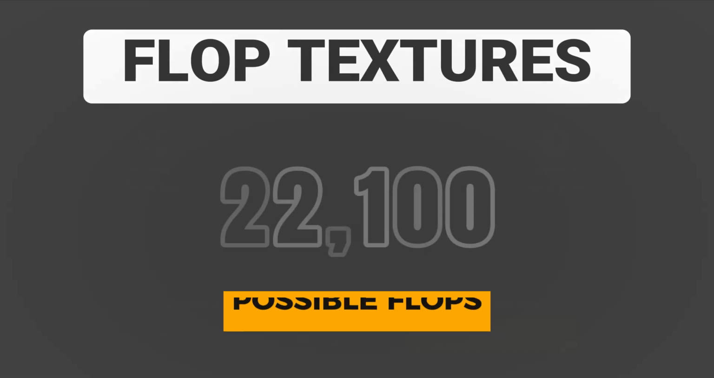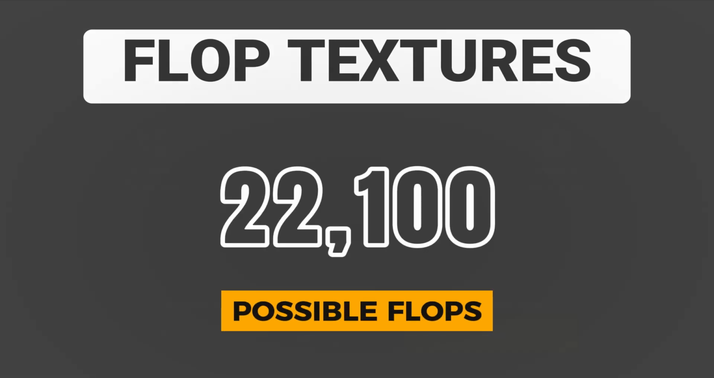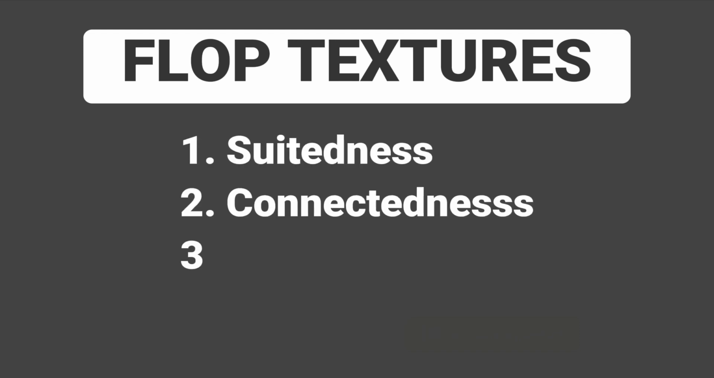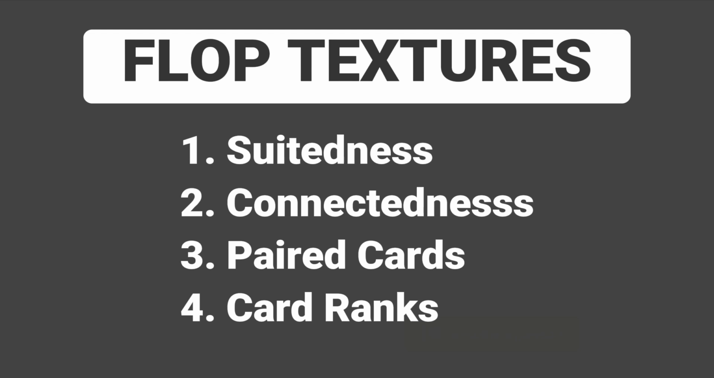Now we are going to talk about flop textures. There are 22,100 possible flops. A flop texture refers to how the flop's cards interact with typical hand ranges. It is the starting point of post-flop strategy, after hand ranges have been clearly defined by the pre-flop action. To define the flop textures, we will use their key properties: suitedness, connectedness, paired cards, and card ranks.